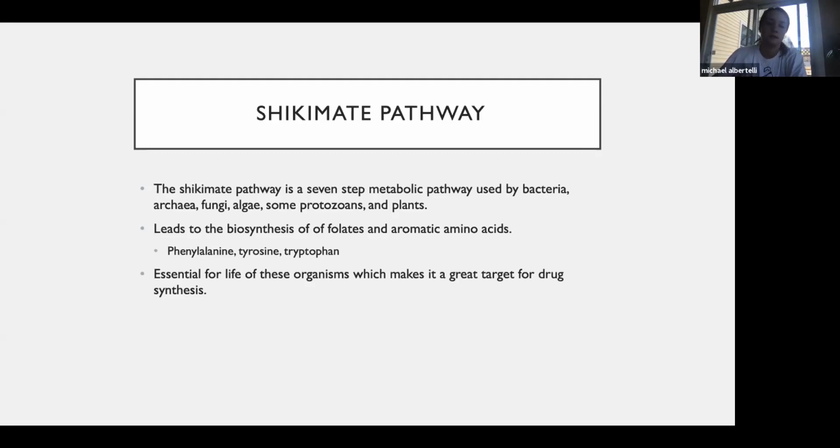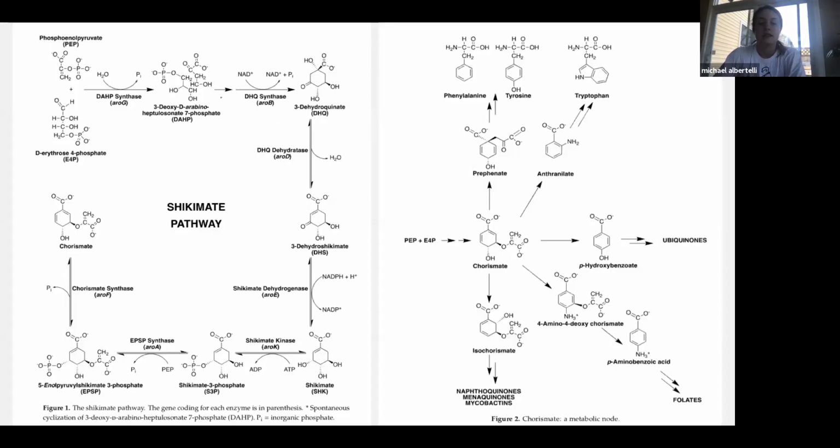Okay, so this is the overview of the pathway right here, and I'm going to take you through step by step and categorize each reaction. As you can see right here, this is chorismate, which is the final product of the shikimate pathway. You can see over here how chorismate is used along with PEP and E4P to make phenylalanine, tyrosine, tryptophan, and other important amino acids essential to life.